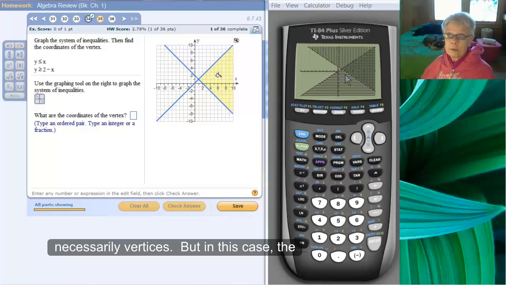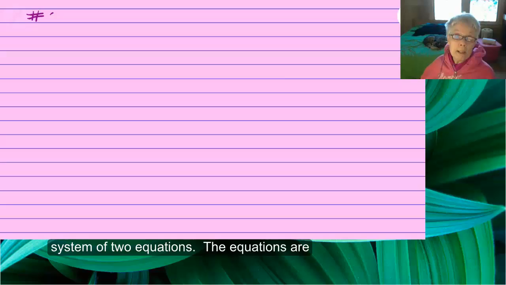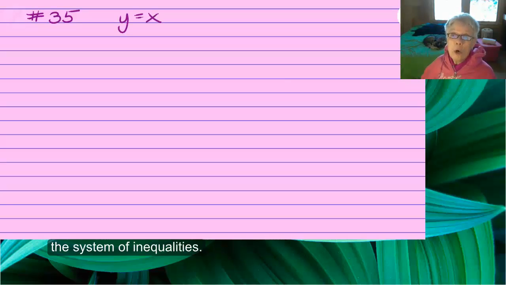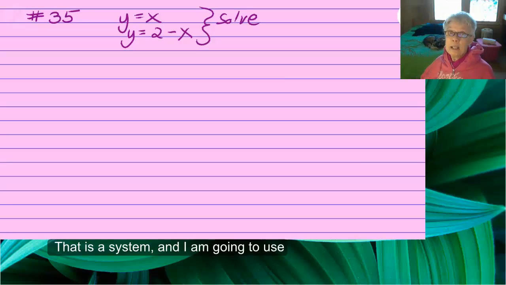We need paper. It's where these two lines cross. So we're going to have to solve the system by either elimination or substitution. So this is problem number 35. I've got two lines, y equals x and y equals 2 minus x. The equal sign is used with just the line. This is a system of linear equations.